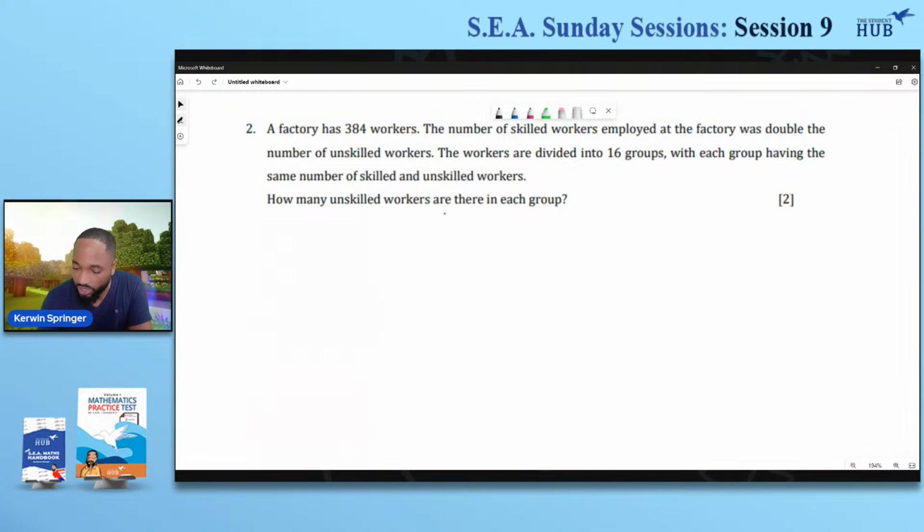Well, in total, once again, you have a total of 384. And the number of workers, we can say skilled and unskilled. And in this case, the number of skilled is double, so I'll use 2 blocks, that of the unskilled, which is kind of weird in a factory. Normally, the more skilled the workers get, the fewer of them you have. You all hearing me?